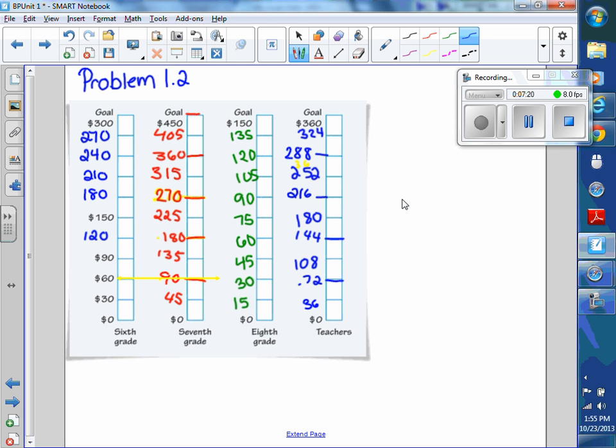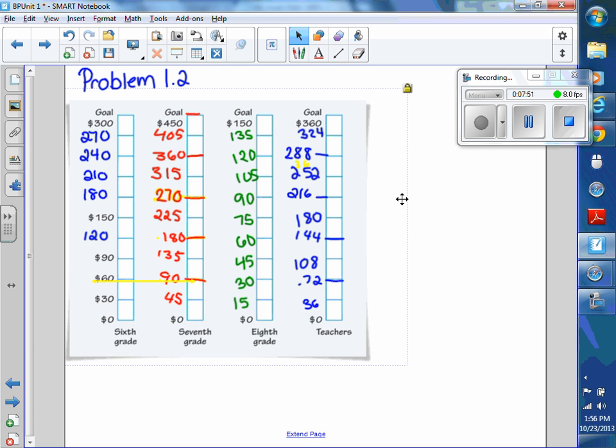Like for every $60 the 6th graders plan to raise, how would you say this? What are the 7th, 8th graders going to do? The 7th graders are going to raise 90 for every 60 the 6th graders raise. What are the 8th graders going to do? Yeah, they're going to do 30.